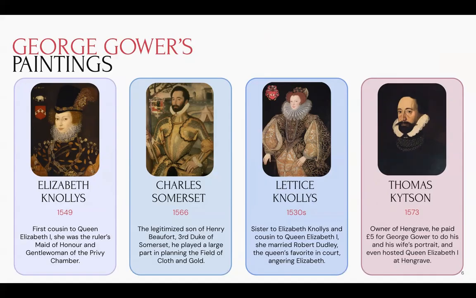On the left is Elizabeth Knollys, who he painted in 1549, and she's the first cousin to Queen Elizabeth, and she served as the Queen's maid of honor and as a gentlewoman of the Privy Chamber. And then is Charles Somerset, who was a son of an aristocrat, Henry Beaufort. And then is a portrait of Lettice Knollys, and she was the Queen's cousin and she served in court.